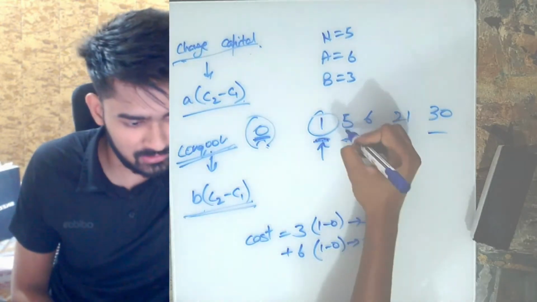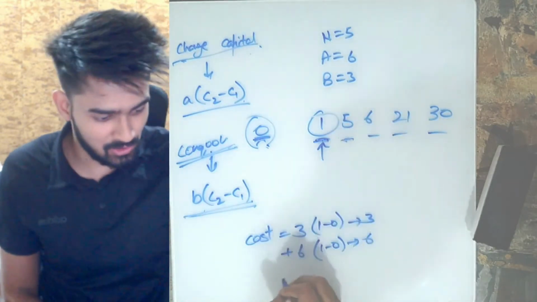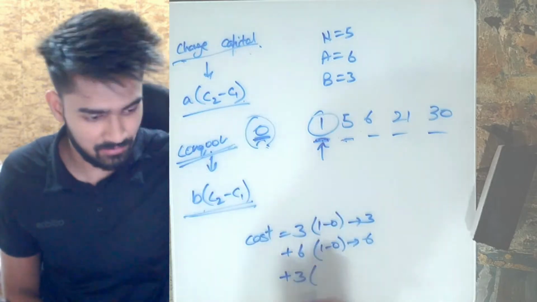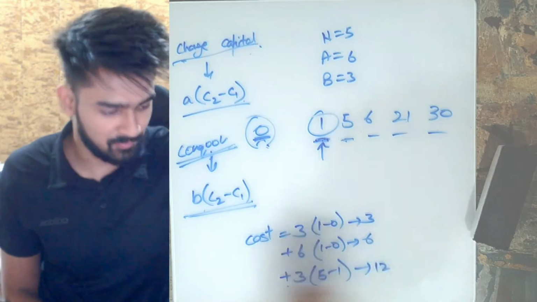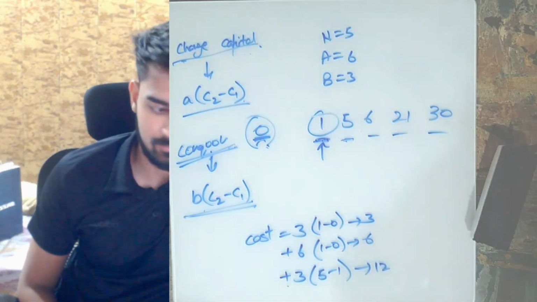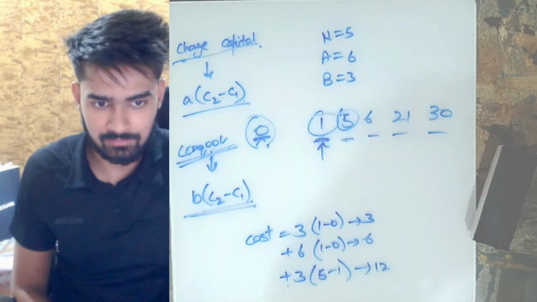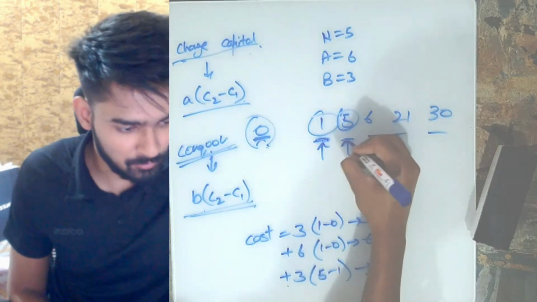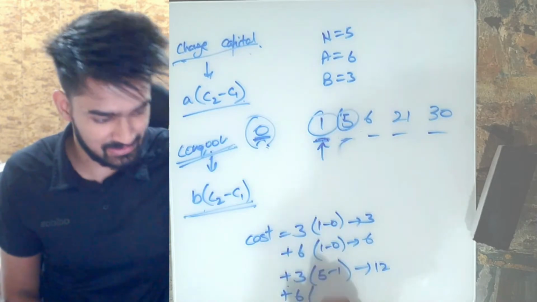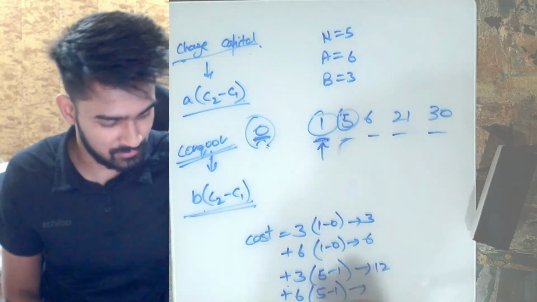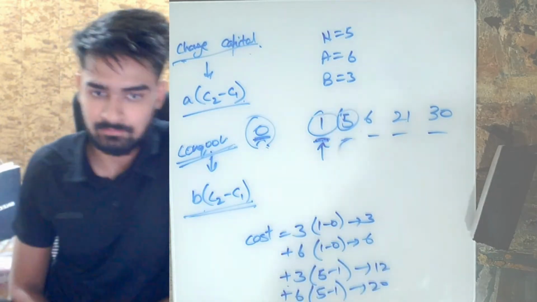Let's say we conquer this one now. In order to conquer, our cost will be b times c2 minus c1, which is 5 minus 1, which is 12. Now this is also conquered. Let's say now we wanted to move our capital to this one. In order to move, our cost will be a times 5 minus 1, which is 20.